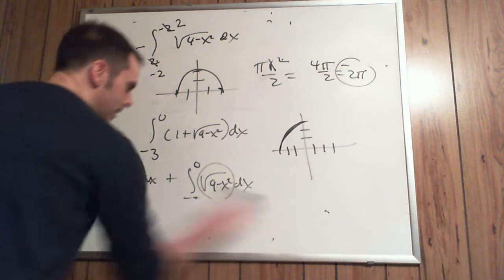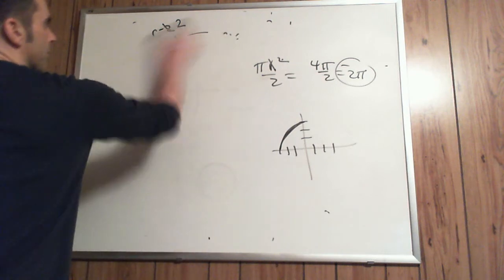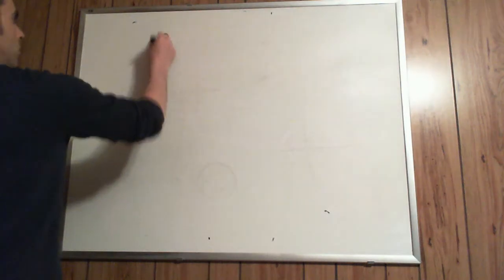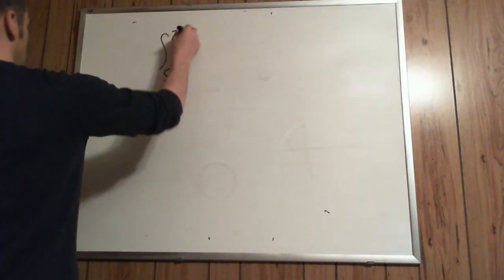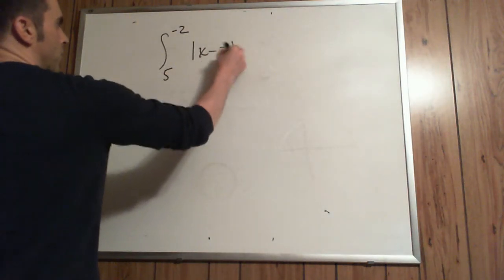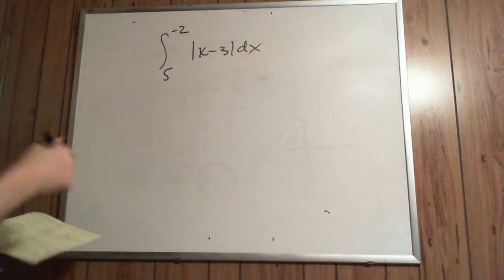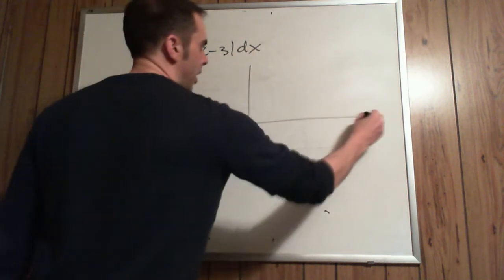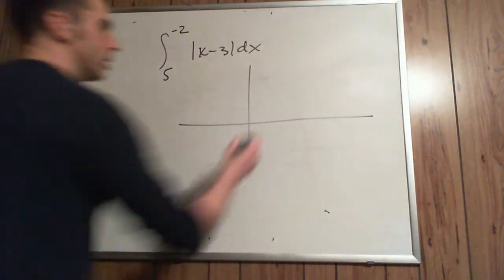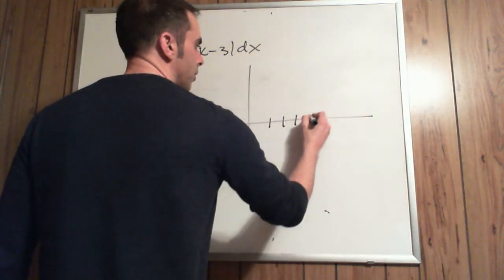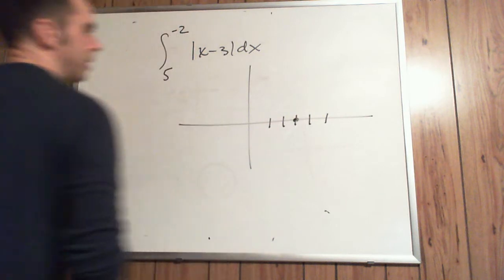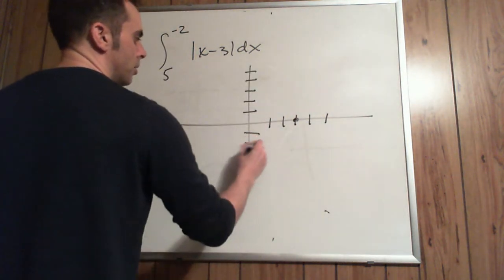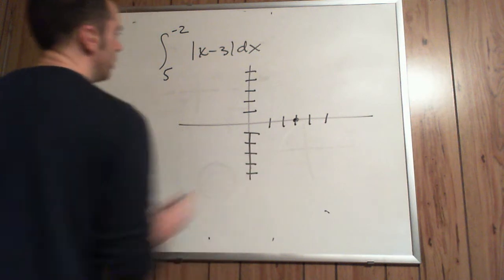And finally in D, the definite integral from 5 to -2 of the absolute value of x minus 3 dx. Again, we're going to use area. So the key x value here is 3. That makes it 0 there.